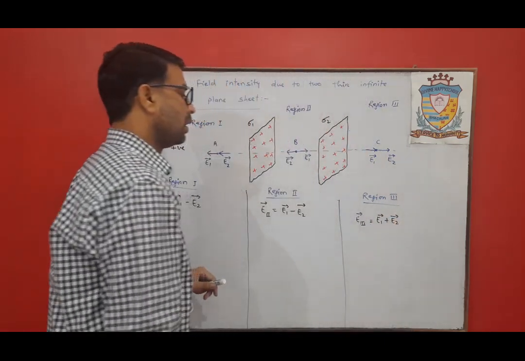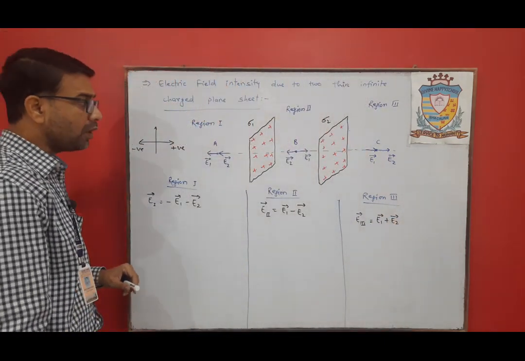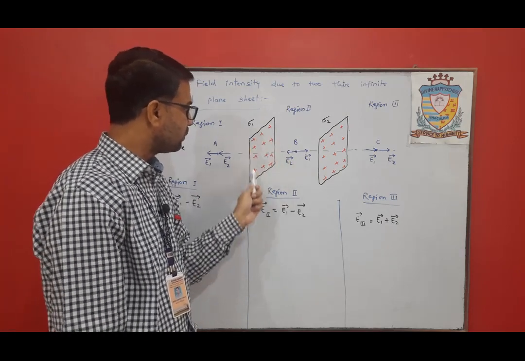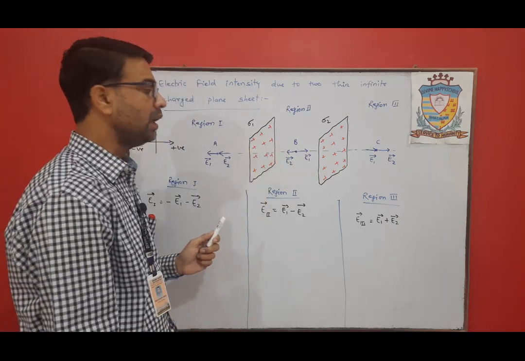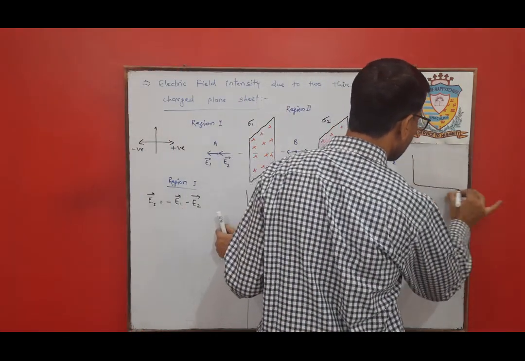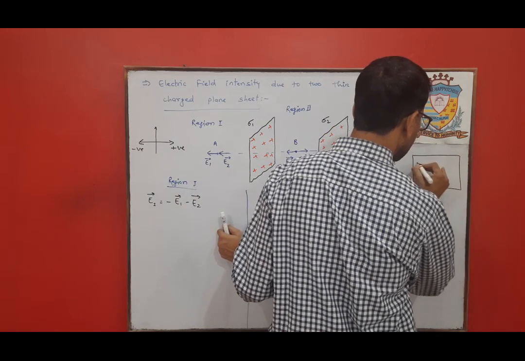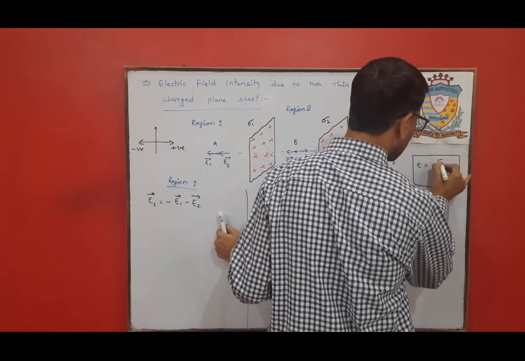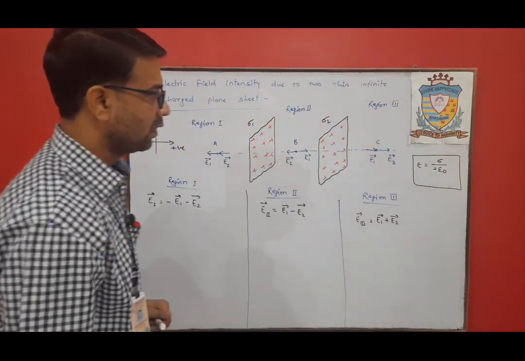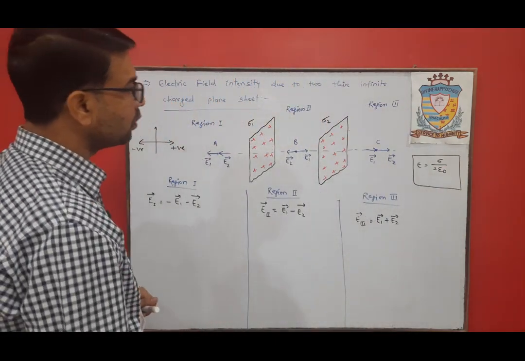E2. Now what will be the electric field intensity due to this plane sheet? We have already derived it: for any plane sheet the electric field intensity will be sigma upon 2 epsilon naught. Okay, that is sigma upon 2 epsilon naught.